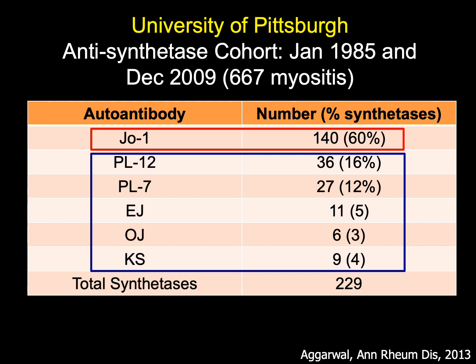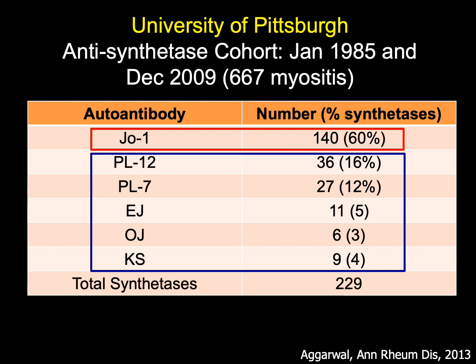We did a study at University of Pittsburgh in which we studied about 229 patients with antisynthetase syndrome, and what we found is although Jo1 was still the most common autoantibody in these antisynthetase antibody patients, there were 5 other antisynthetase antibodies that we discovered in our population, and those were PL12, PL7, EJ, OJ, and KS. Now, these 5 antibodies that we discovered, we collectively called non-Jo1 antibodies. And overall, they represent about 40% of our cohort.